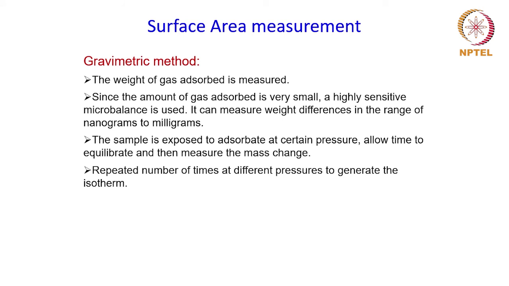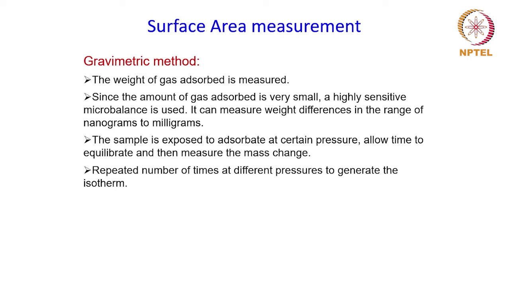In the gravimetric method, the weight of gas adsorbed is measured, and in this case, since the amount of gas adsorbed is very small, a very sensitive microbalance has to be used, and these kinds of balances can measure weight differences in the range of nanograms to milligrams, right? So it has to be that sensitive because the adsorbed amount is actually very small.